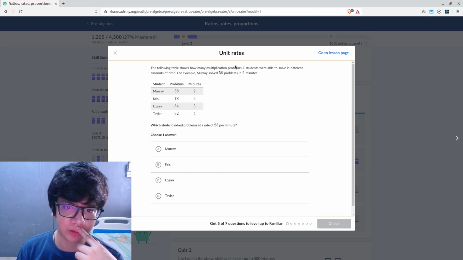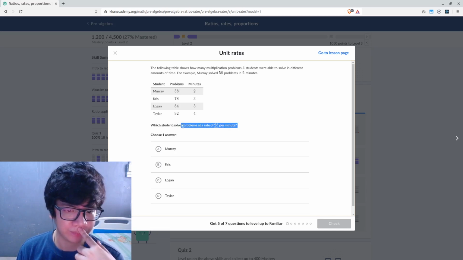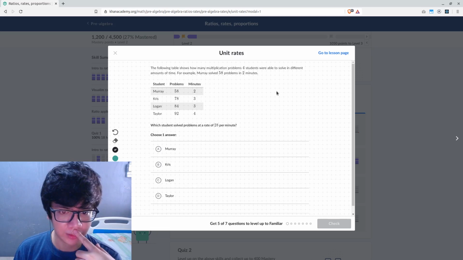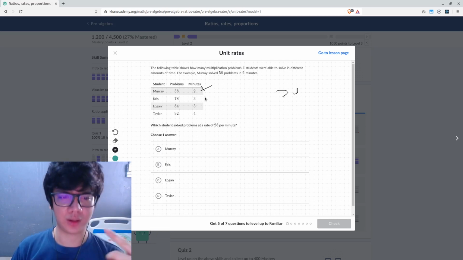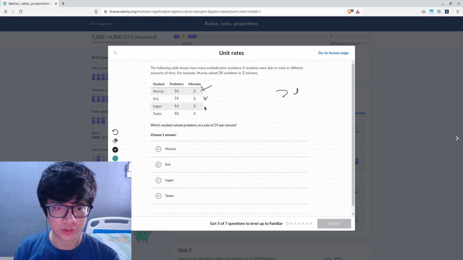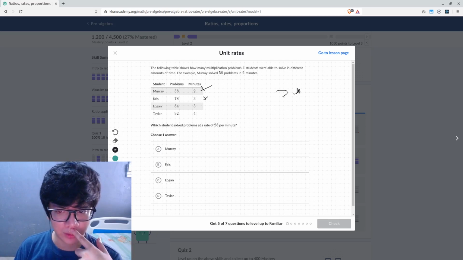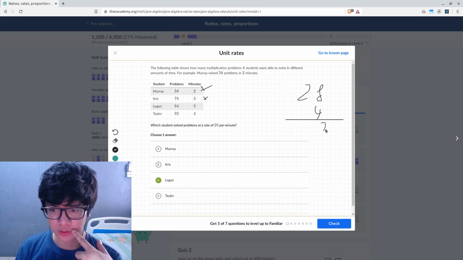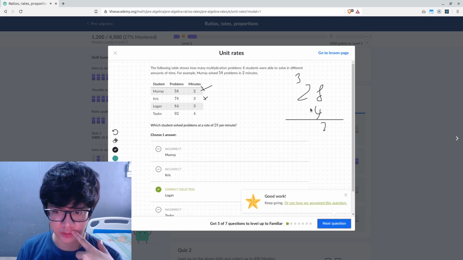The following table shows how many multiplication problems students were able to solve in different amounts of time. For example, Murray solved 58 problems in 2 minutes. Wow, that's insanely a lot. 28 per minute. Okay, 28 per minute. Let's see. 28 times 3. Any of these could work. So 84. Wow, that worked. Logan works. But let's check for Taylor. So 28 times 4. 112. Doesn't work. Yeah, it's obviously over 100 because 25 times 4 is already 100.